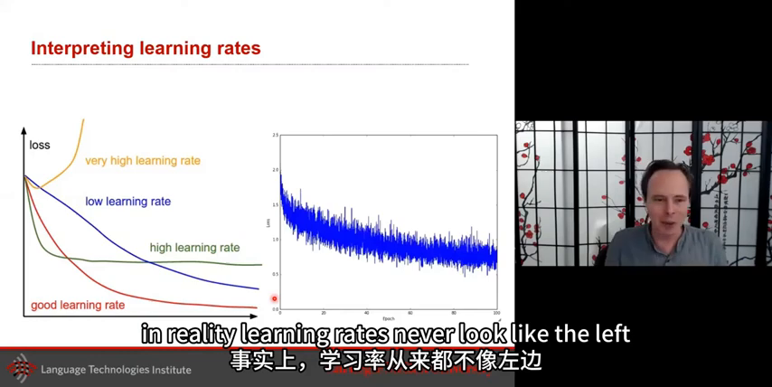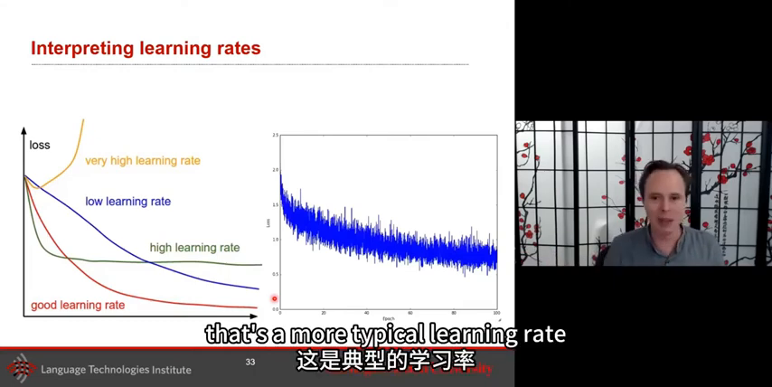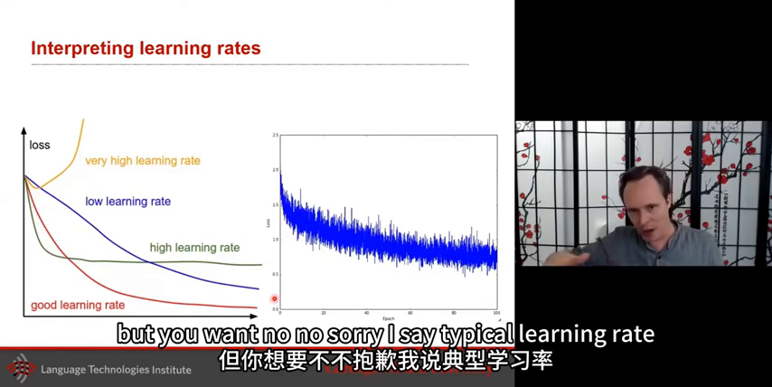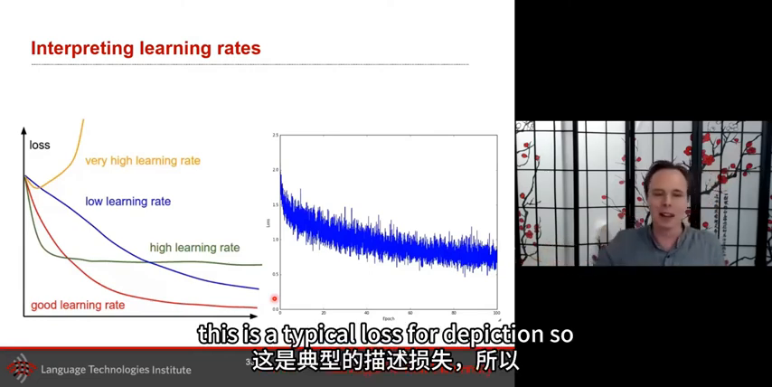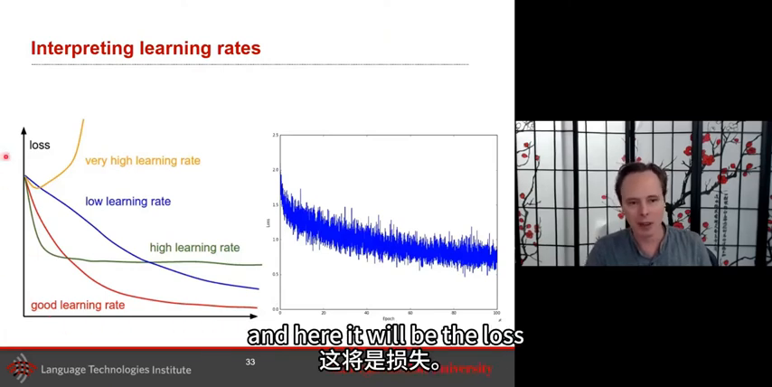In reality, learning rates never look like the left. It looks a lot more like this. And don't worry, that's a more typical loss depiction. Here the x-axis will be iteration, and here it will be the loss.